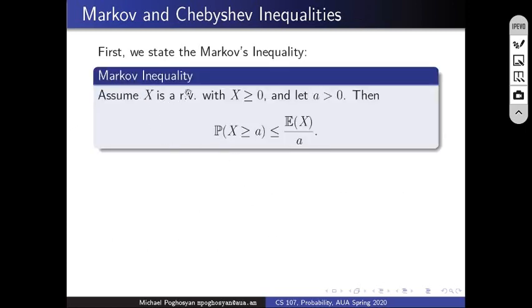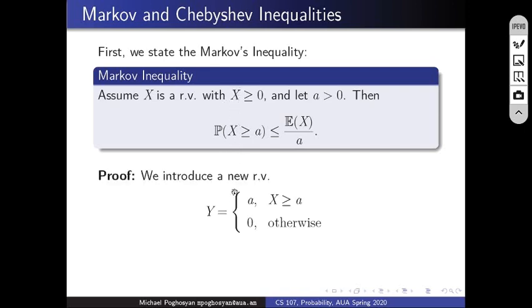If X is a random variable which is non-negative, and A is some positive number, then the probability that X is larger or equal than A, this is the tail probability, is less or equal than the expected value of X over that A. And this holds for any positive A. This holds for any non-negative random variable X.